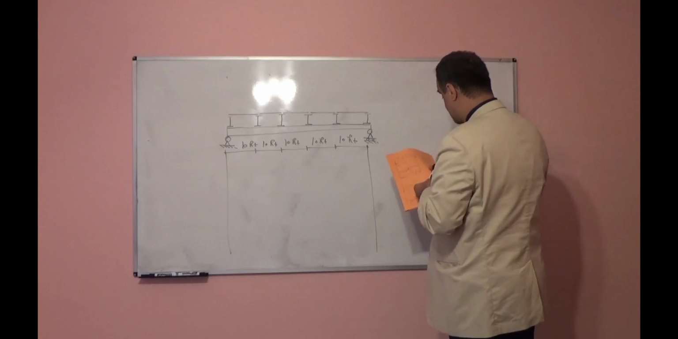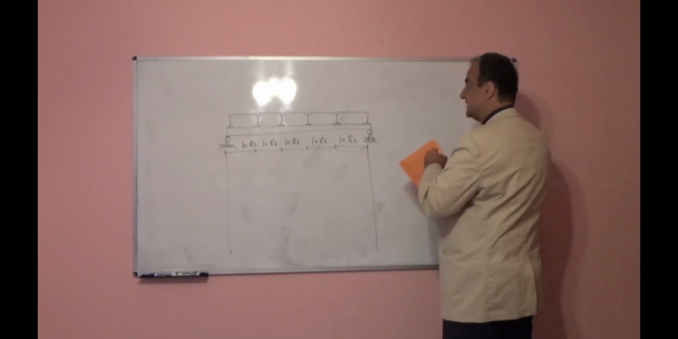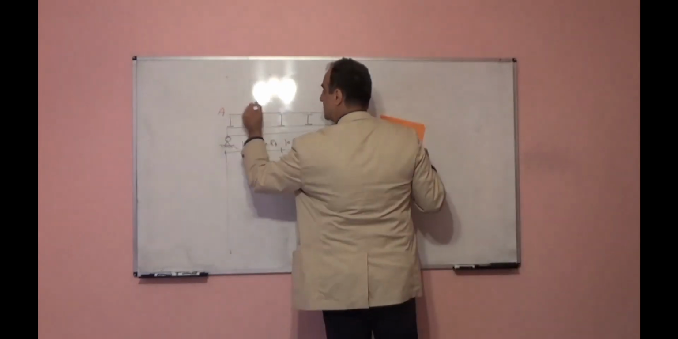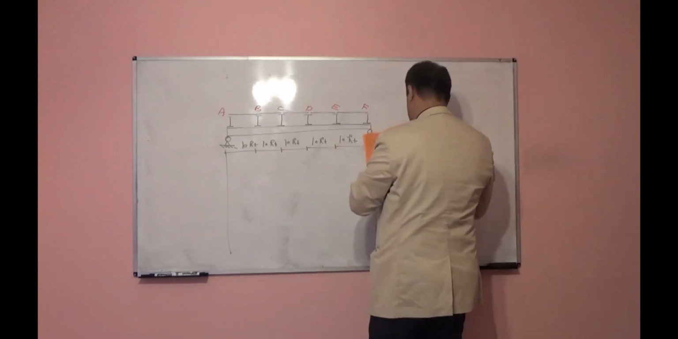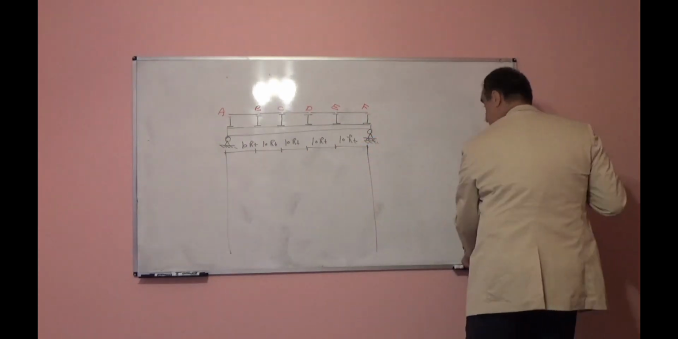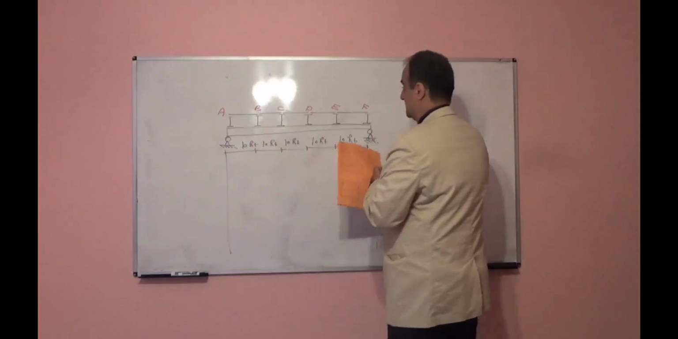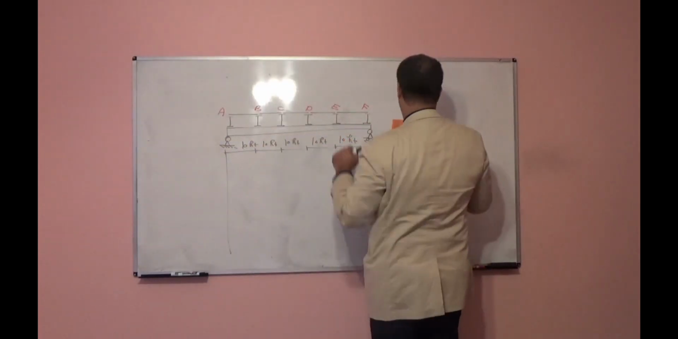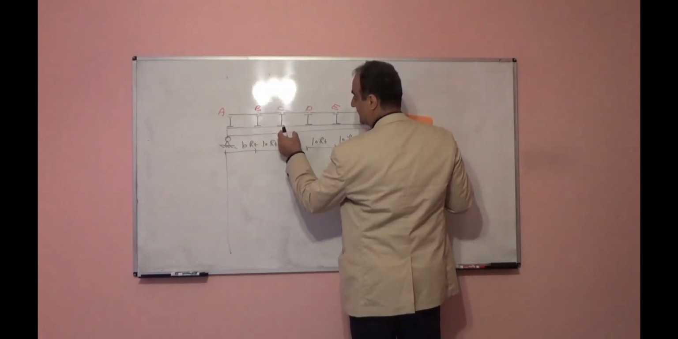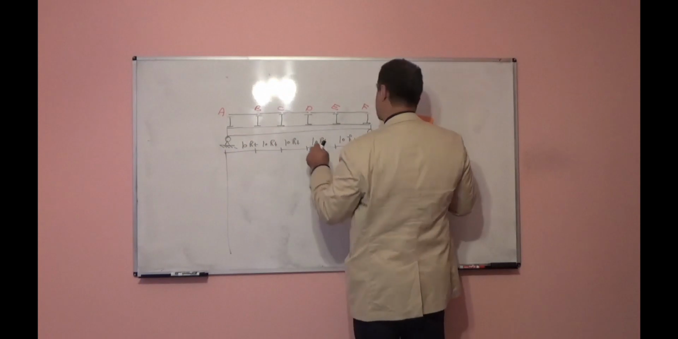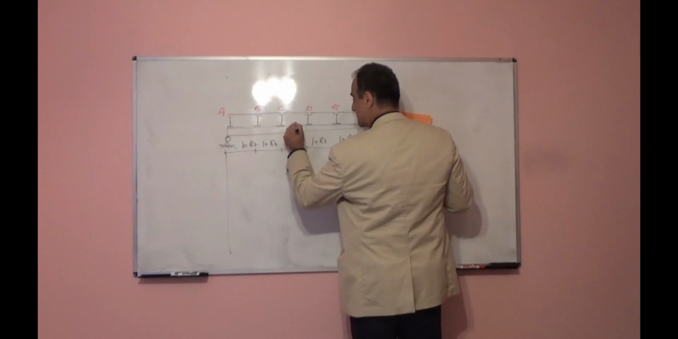We want to draw the influence line for shear in panel CD. A, B, C, D, E, F. Panel CD means this panel, shear influence line at midpoint. So from 5 feet from C, 5 feet from D, at the midpoint, we will put a shear connection.